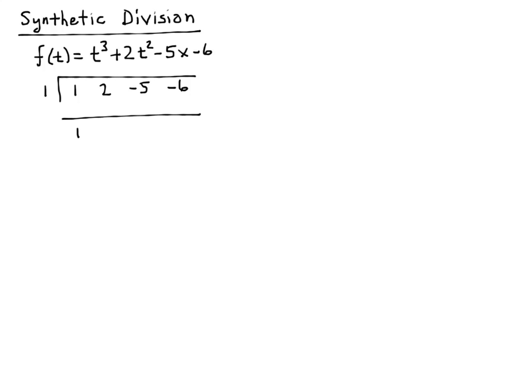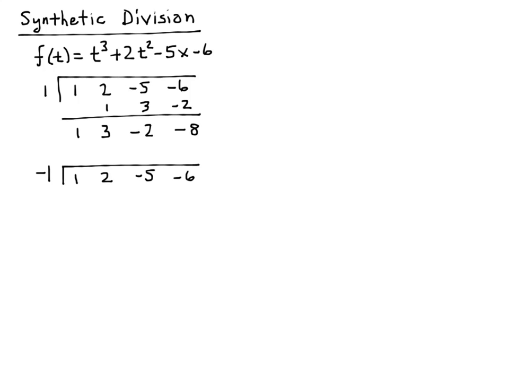The way this works is that I would bring down the 1, and then 1 times 1 is 1, and then add 2 plus 1, and you get the 3. And then 1 times 3 equals 3, and so -5 plus 3 is -2. And then you take -2 times 1, and you get -2, and you add -6 and -2, and you get -8. The fact that you have that -8, that's the remainder of this division. What we're looking for are factors, and we don't want any remainders, so we can discard this as a candidate. So the next one to try would be -1.